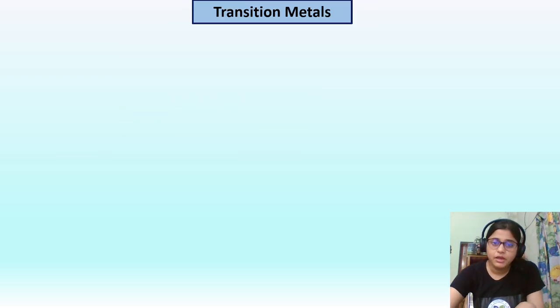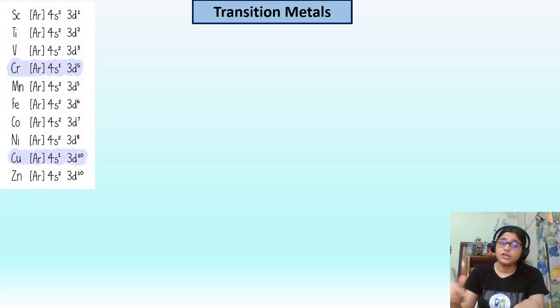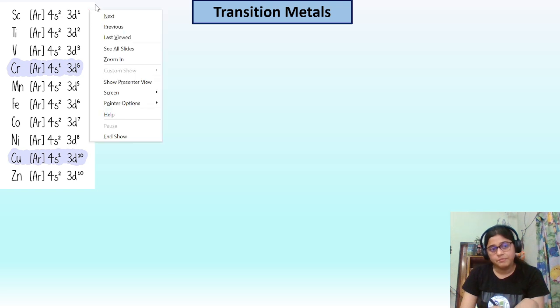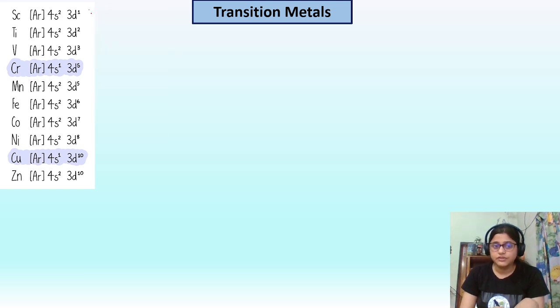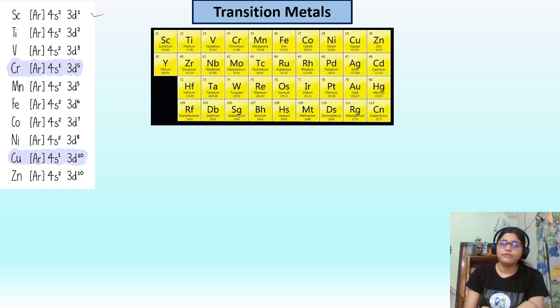Now coming to the various transition metals, because for counting purposes you have to have the idea of the valence shell electronic configuration of the transition metals. So this is the 3d series of transition metals, and you have to also remember some group wise. First you have to remember the configurations of all the metals of the 3d series.